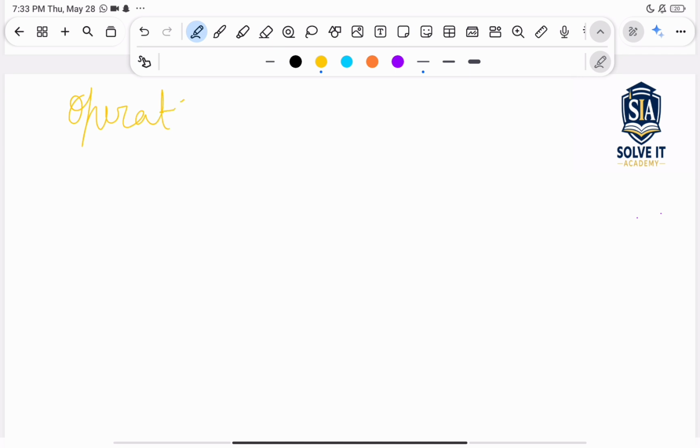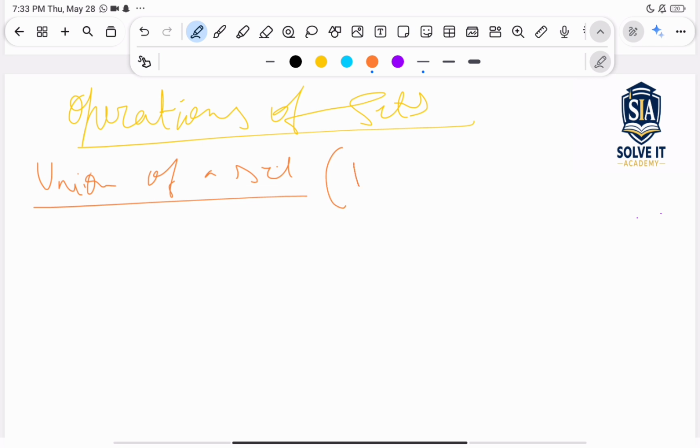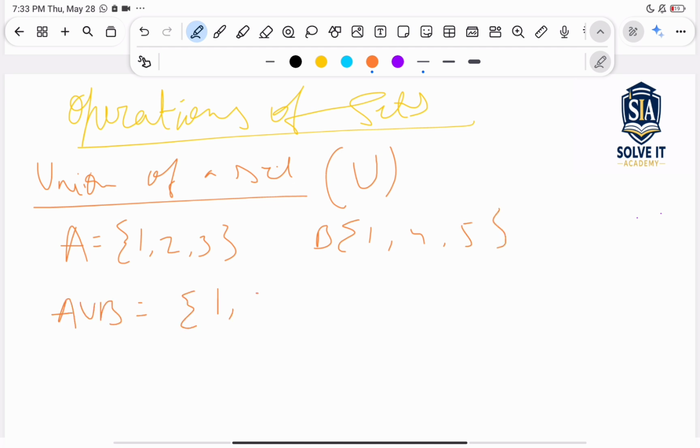Operations of set. What are the operations of set? Union of a set, the first operation, represented by U. If A is 1 2 3 and B is 1 4 5, then A union B will be equal to 1 2 3 4 and 5. I think you are getting it.